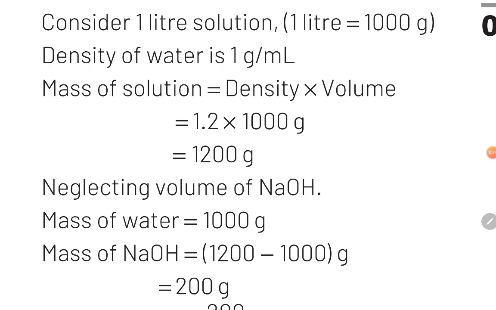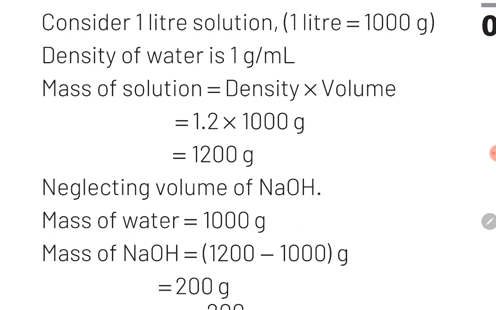Yes students, we'll start this question by first assuming 1 liter of solution. Since we are assuming 1 liter of solution, this would imply that we have 1 liter of water, which means we have 1000 grams of water. Now, the mass of the entire solution can be found by using the equation mass is equal to density into volume. Density of the solution has been given as 1.2 grams per milliliter and we are assuming 1000 ml of solution. So on substitution, we'll obtain mass of solution as 1200 grams.